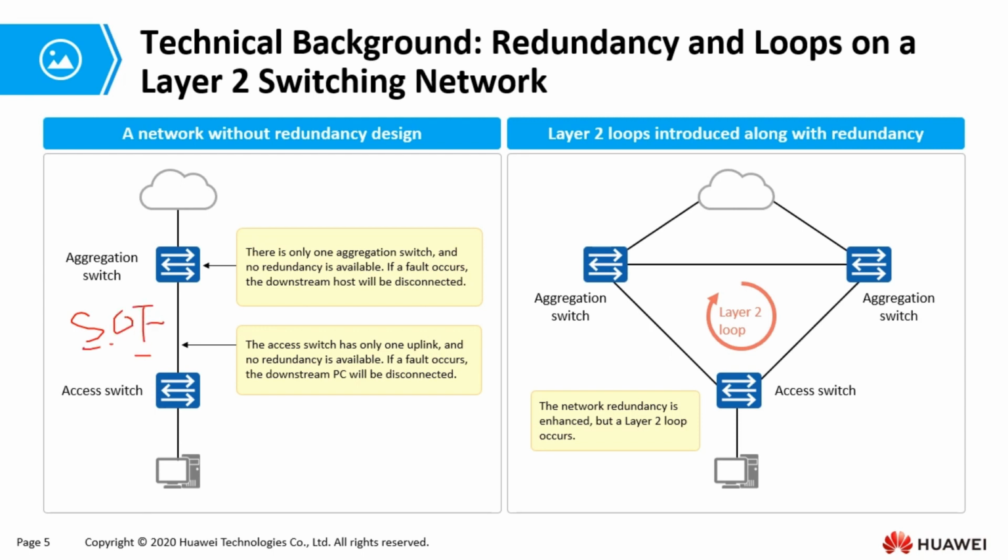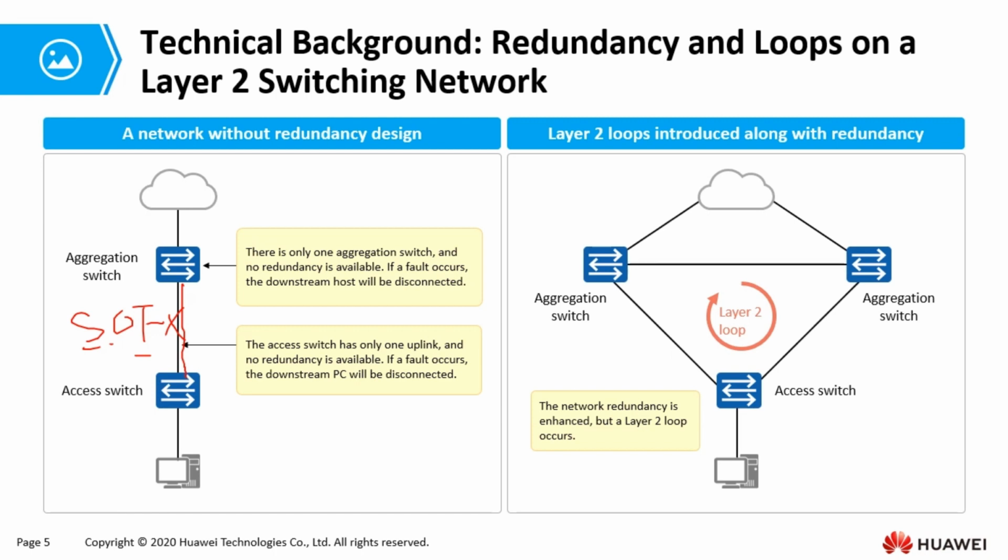That means we are depending on only one link to ensure network reliability. If that single link is down or broken, the other hosts or access switches connected to this aggregation switch cannot access the services, and network availability is not ensured.